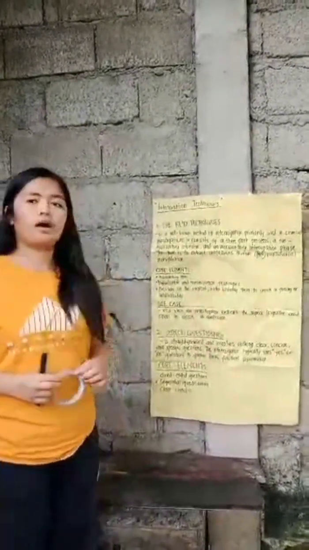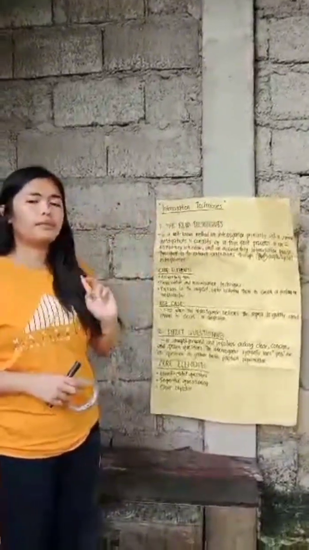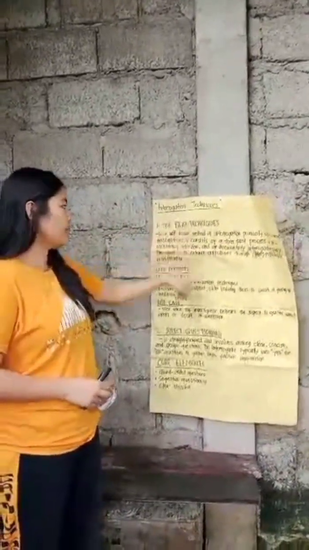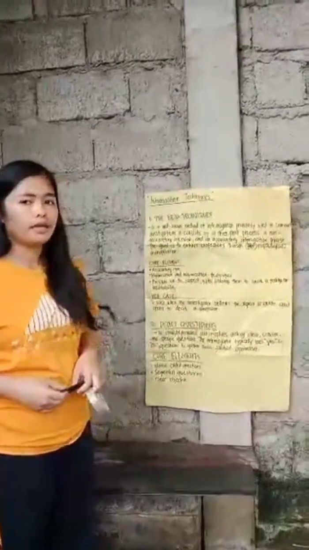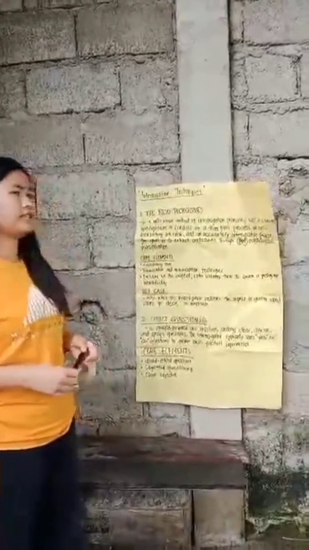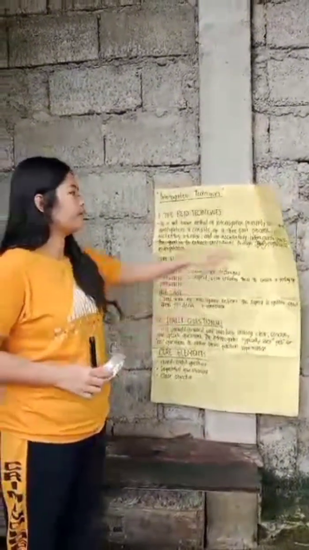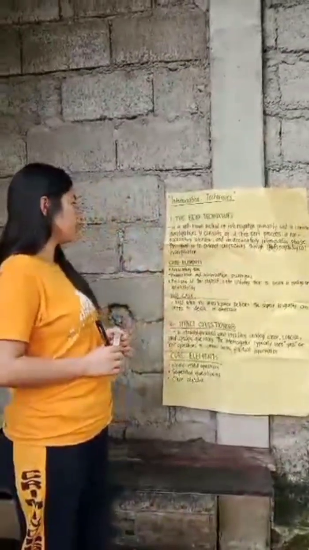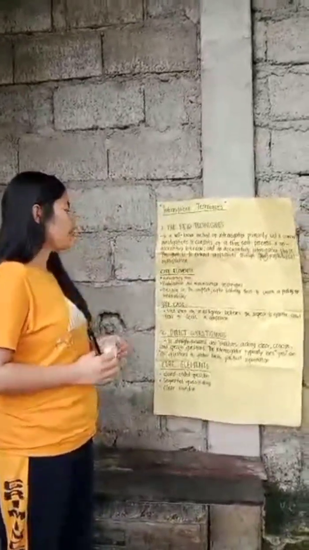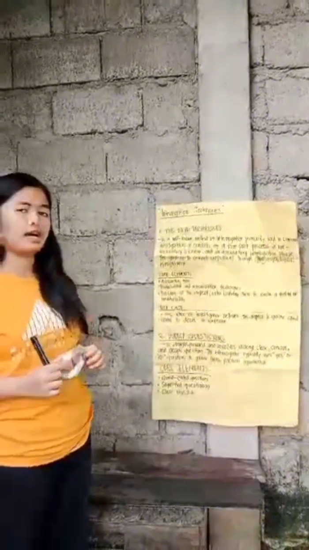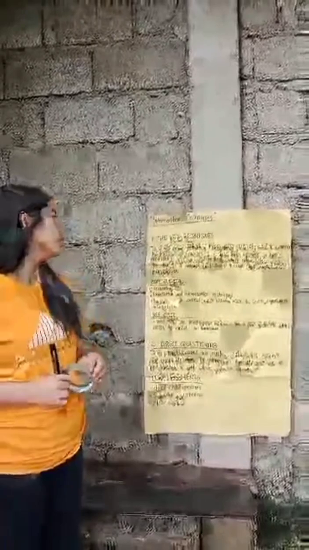My topic is all about interrogation techniques. Number one is the Reid technique. The Reid technique is a well-known method of interrogation primarily used in criminal investigations. It consists of a three-part process, which is a non-accusatory interview, then an accusatory interrogation phase. The goal is to extract confessions through psychological manipulation.